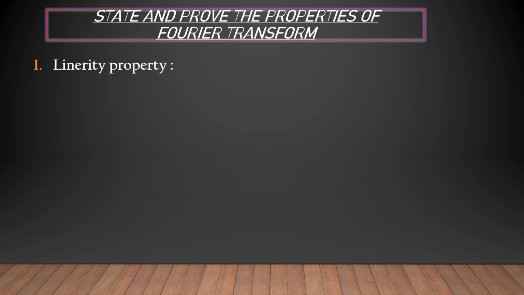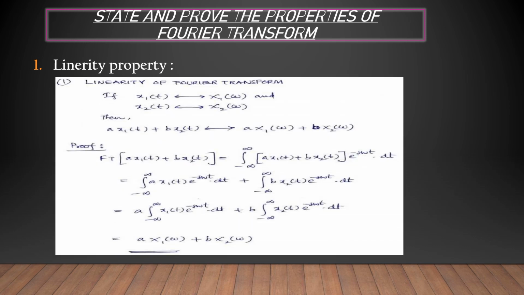Let us state and prove the properties of Fourier transform. Now, I am proving and stating any 6 of the listed Fourier properties. So, the first property is the linearity property. In the linearity property, let us consider x of t as a time domain signal. When two time domain signals undergo the Fourier transform, it states the linearity property.